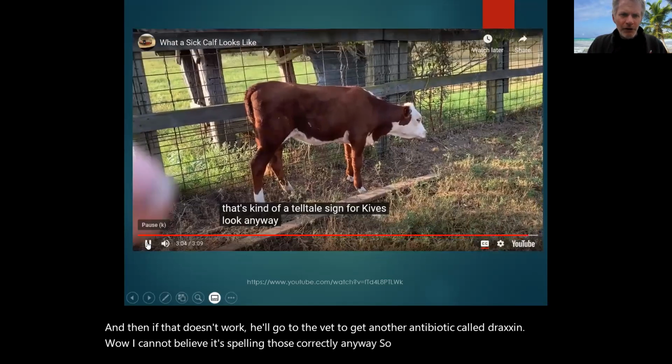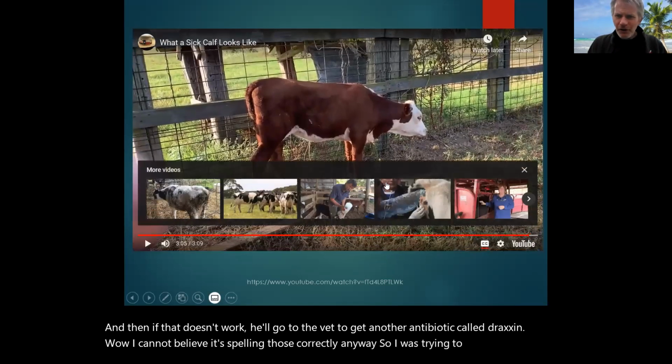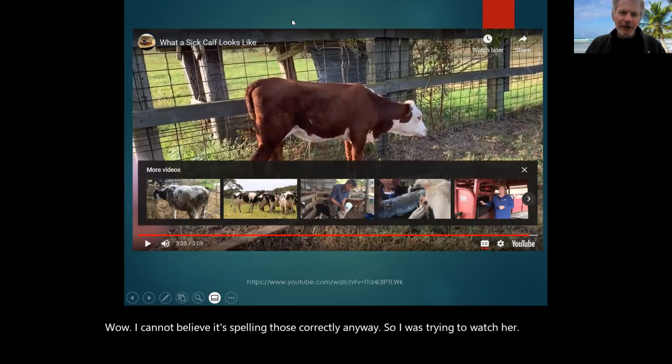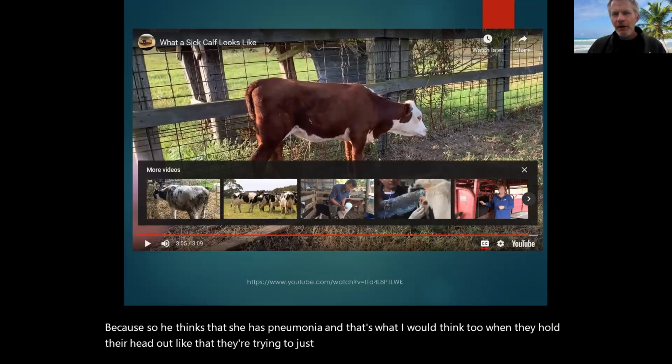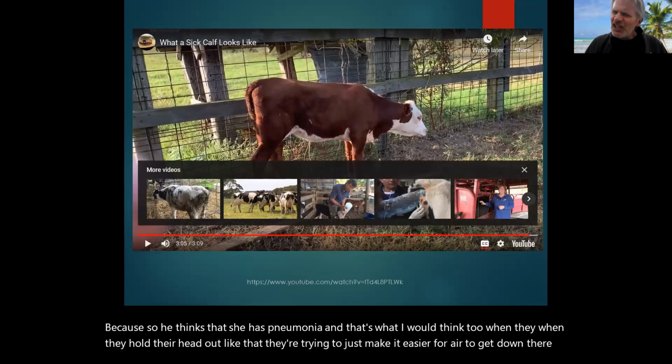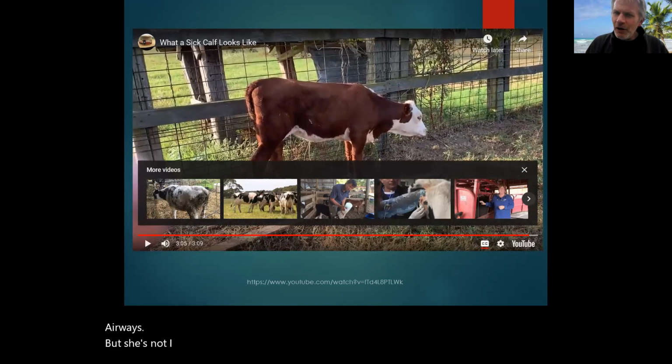And I was trying to watch her because he thinks that she has pneumonia, and that's what I would think too. When they hold their head out like that, they're trying to make it easier for air to get down their airways. But I can't really tell if she's breathing hard or not.